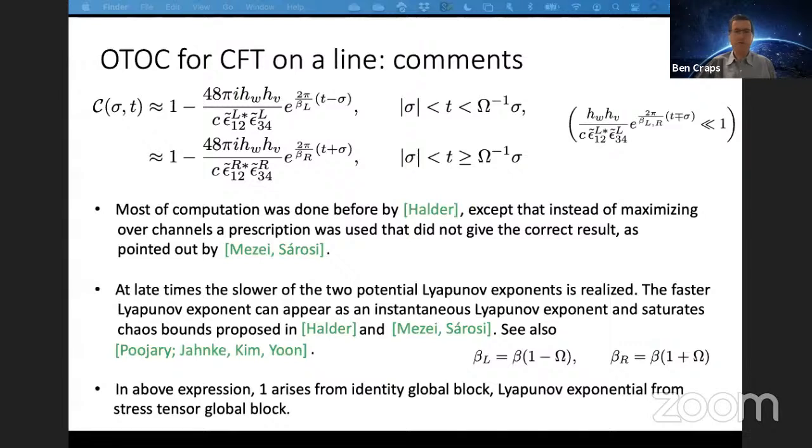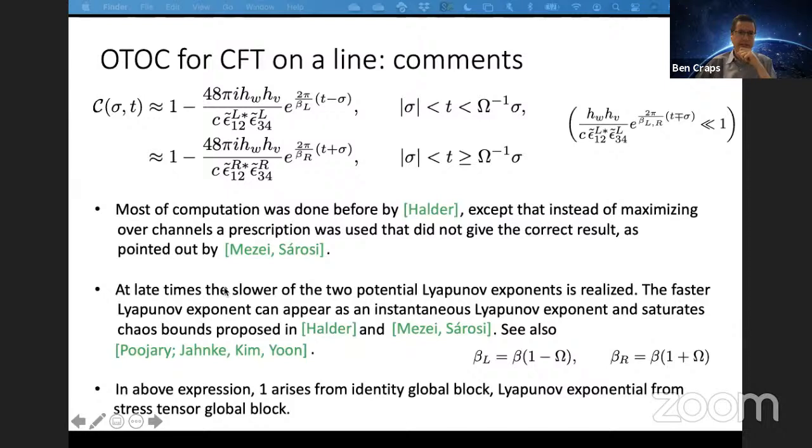So let me make a few comments. Most of these computations, I should say, were done in a nice paper by Halder, except for the issue that one should maximize over channels. And it was pointed out in a paper by Mazet and Sharoshi that this should have been done. And okay, we have done it in detail, and we find this result from the CFT.